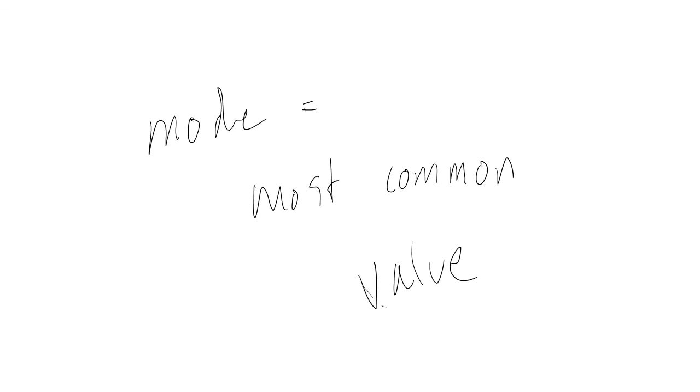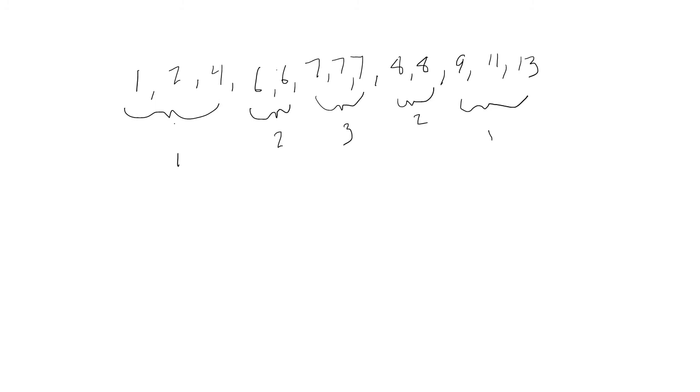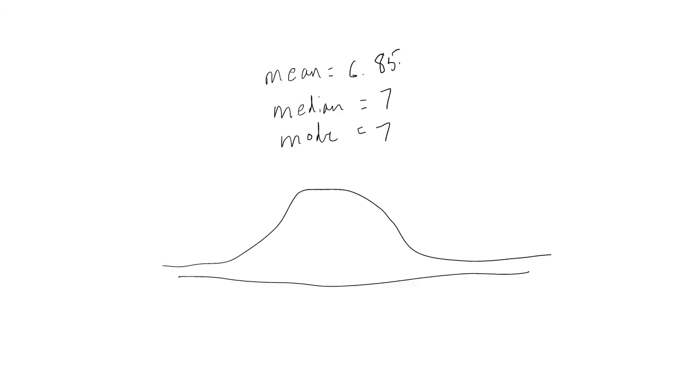The mode is the distribution's most common value. Here, I've tallied the count for each number. 1, 2, and 4 each show up one time. We have 2 6s and 3 7s. We have 2 8s, then one each of 9, 11, and 13. Since we have more 7s than any other number, our mode is 7.